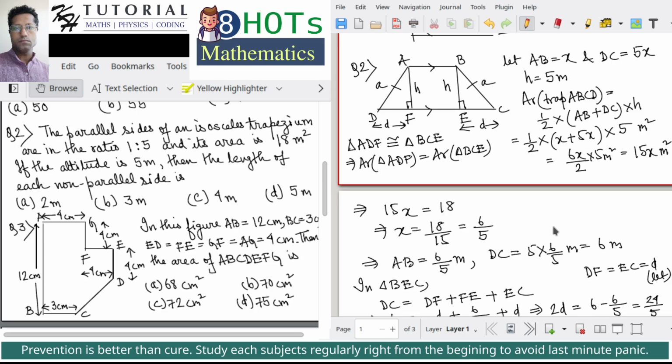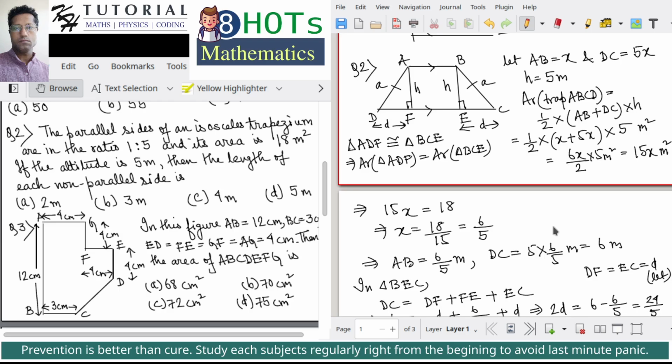The parallel sides of an isosceles trapezium are in the ratio 1:5. Okay, so x and 5x. The altitude is given as 5 meter and the area is 18 meter square. So the area of the trapezium will be half into the sum of the parallel sides AB plus DC into h, which is half into x plus 5x, which is 6x, multiplied by 5. So we have 6x by 2, which is 3x, 15x meter square is the area of the trapezium.